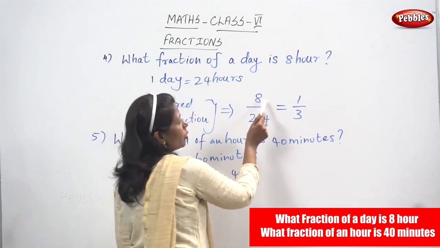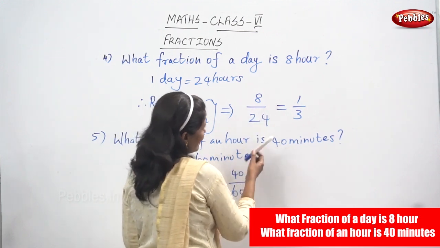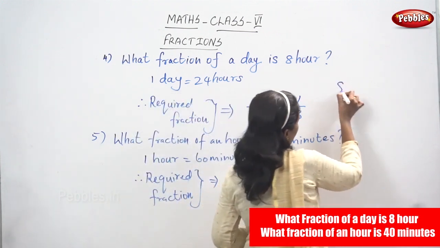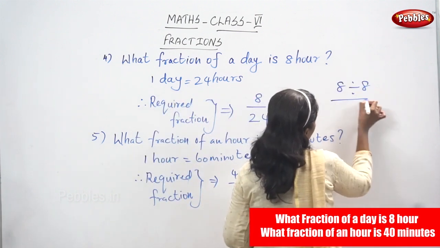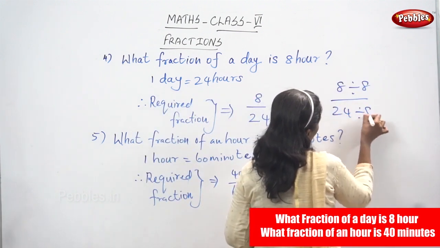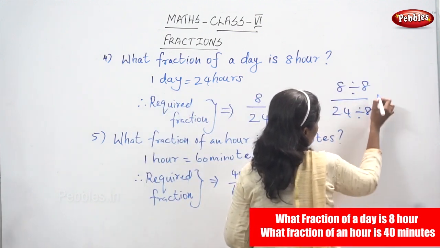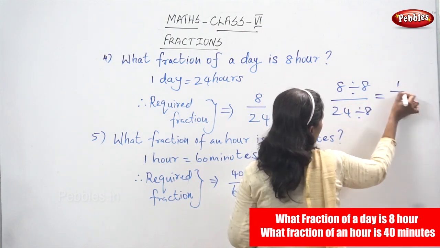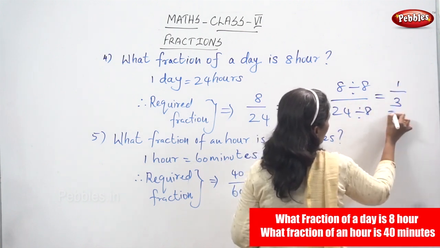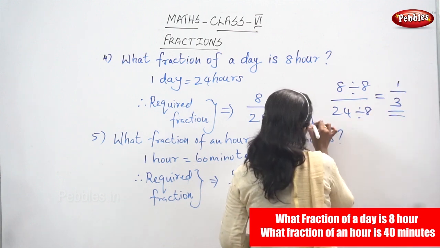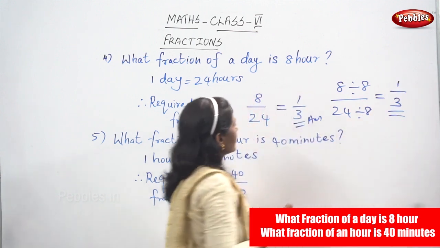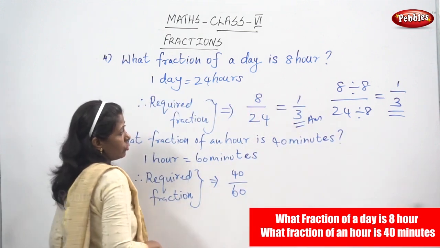If you want to simplify this, 8 is divided by 8 and 24 is also divided by 8. 8 by 8 means 1, and 24 divided by 8 gives 3, so you get 1 by 3. So the fraction is 1 by 3. It is the simplified fraction. Otherwise you can just write 8 by 24, that is enough.